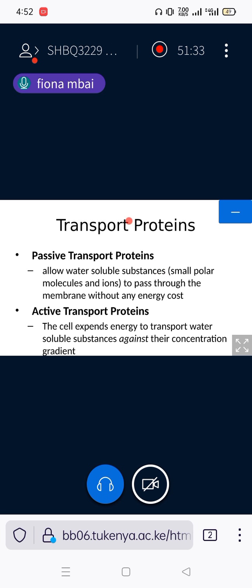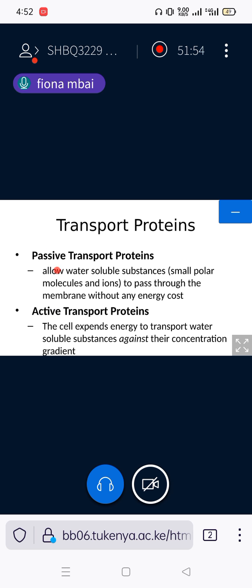Transport proteins, I hope you can hear me. So transport proteins are of different kinds. This is separate. We have the receptor protein. Now we have another category of proteins, and these are called transport proteins.